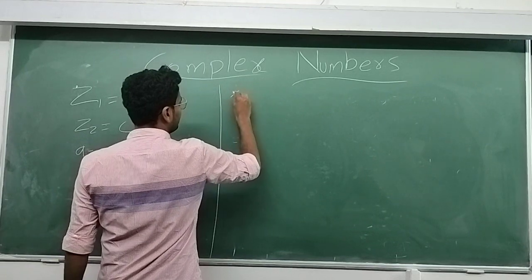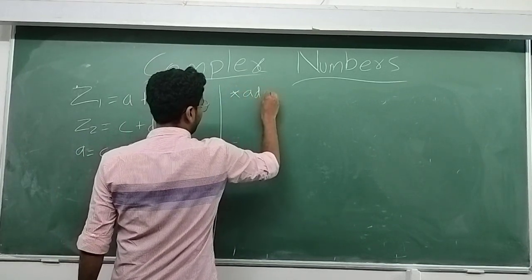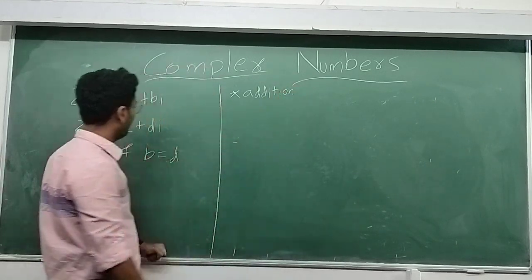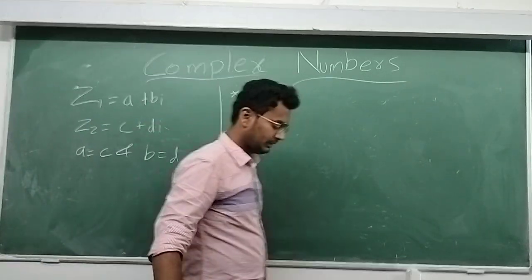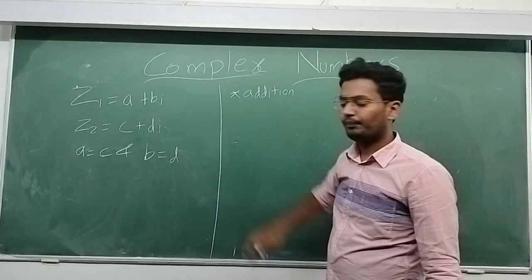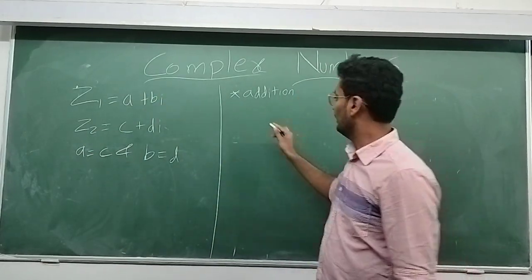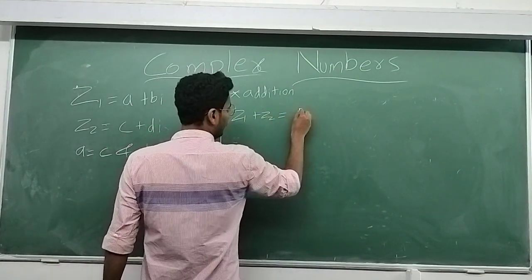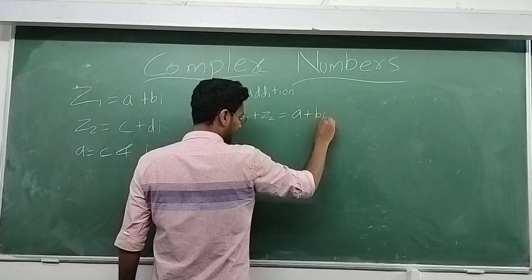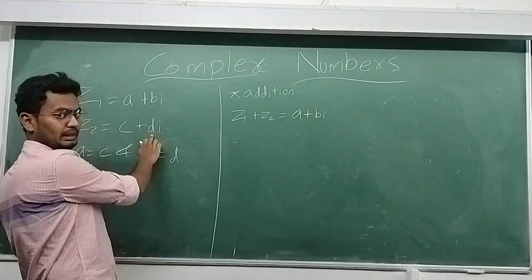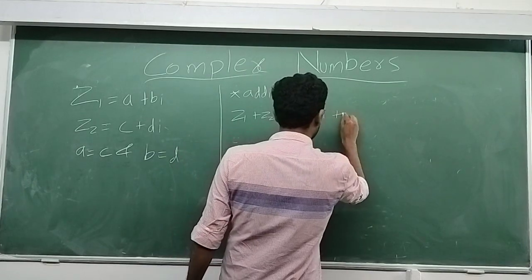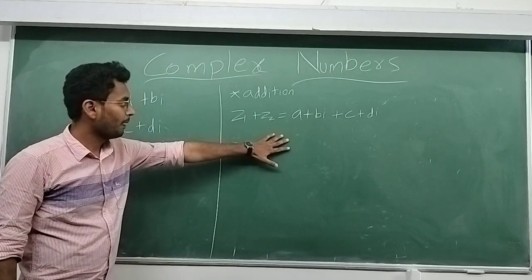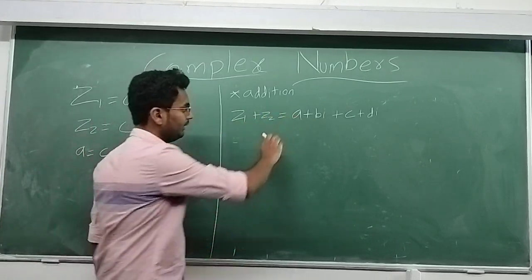Addition of two complex numbers. Suppose the two complex numbers are the same, z1 and z2. We have to add them. Then z1 plus z2, where z1 is equal to a plus bi, and z2 is equal to c plus di. Okay. Then we have to add them.